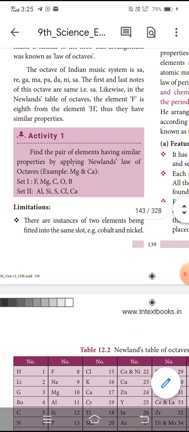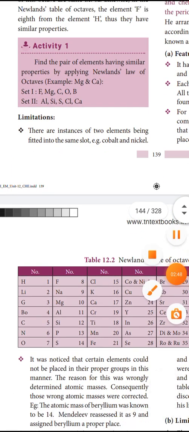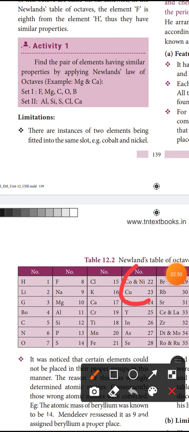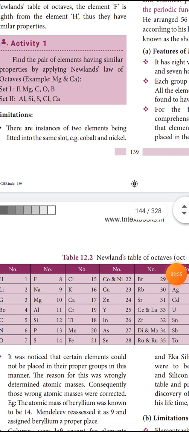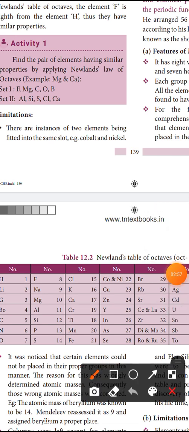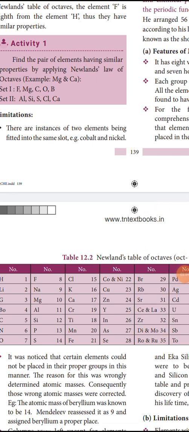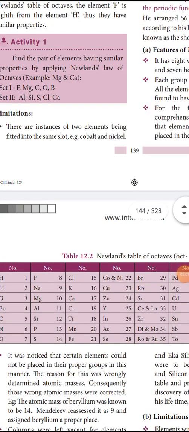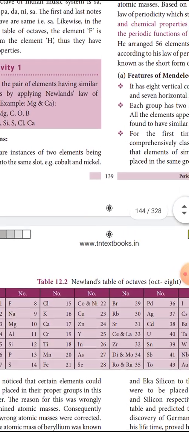Now look at the limitations. There are instances of two elements being fitted in the same slot. Cobalt and nickel are the elements fitting in the same slot, and some more elements are also fitted in the same slot.